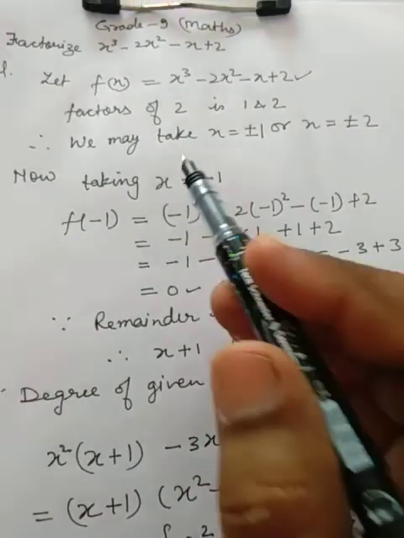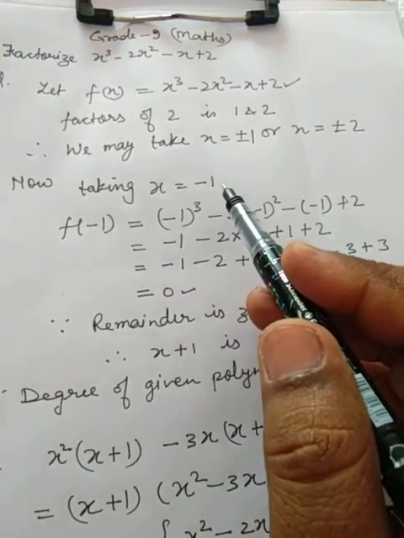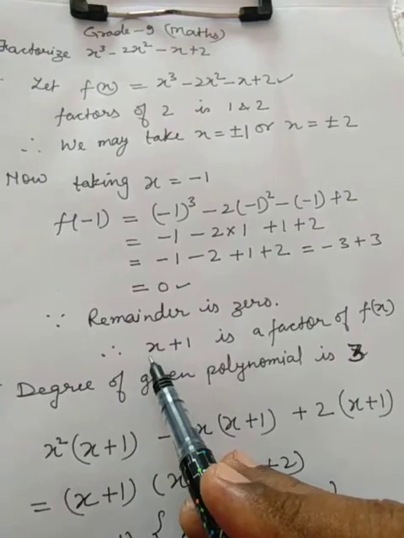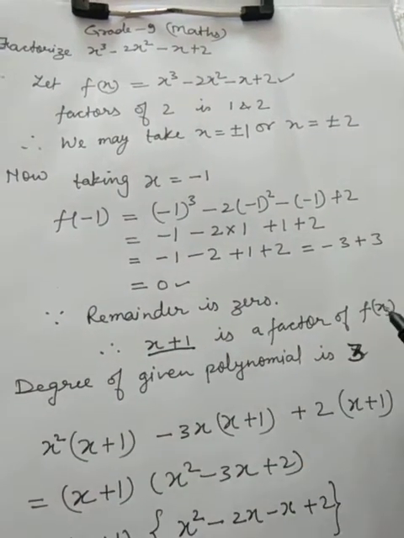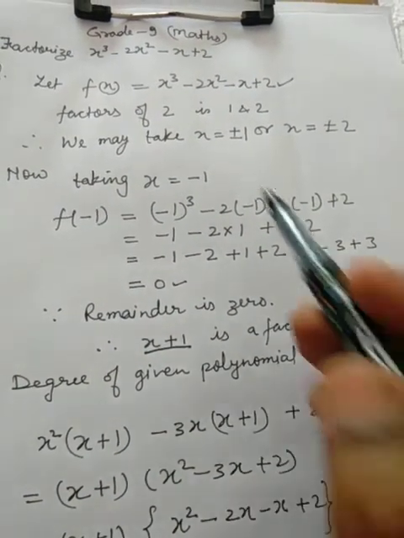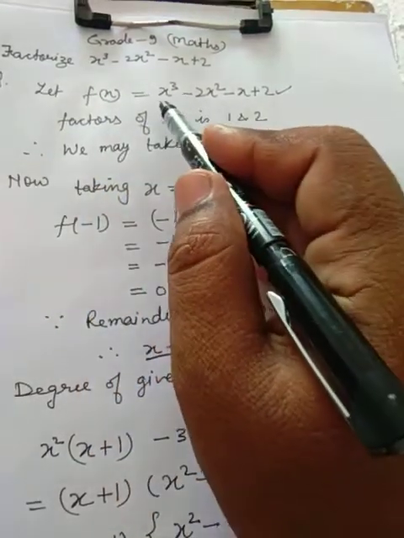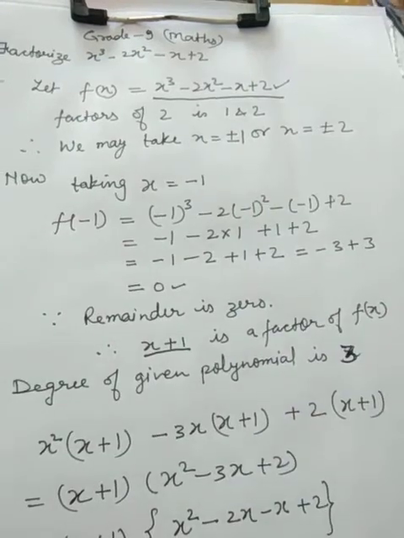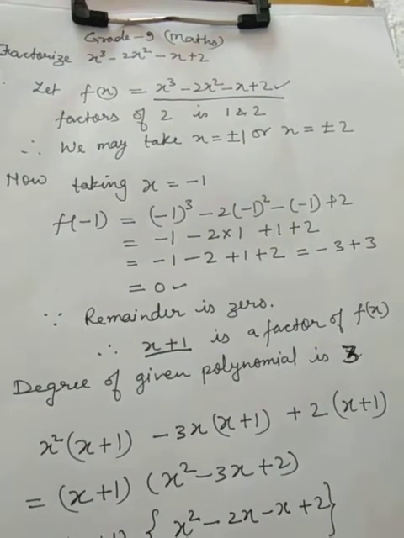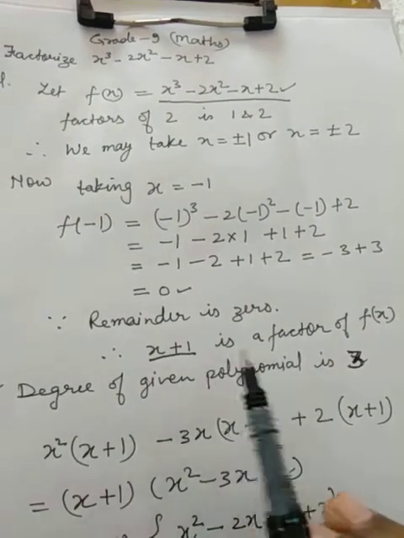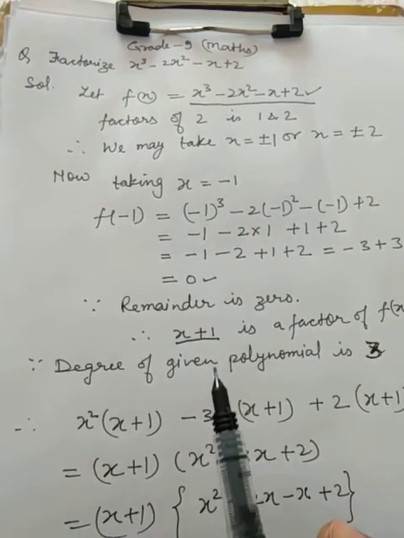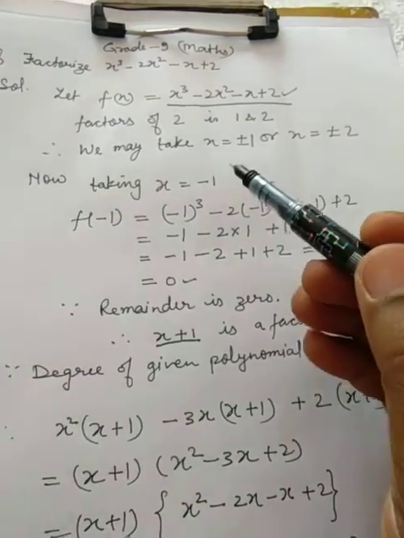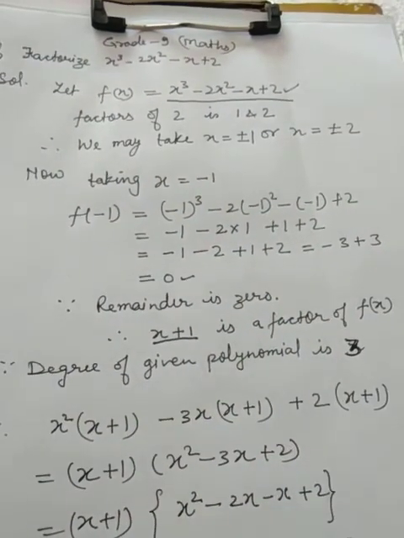Therefore, we have taken x equals minus 1, we transfer the minus 1 to the left side, and then we can say yes, x plus 1 is a factor of the given polynomial f(x). We have taken f(x) as x cube minus 2x square minus x plus 2. Till this step you are all confirmed, yes, x plus 1 is a factor, because at x equals minus 1 the value is 0.